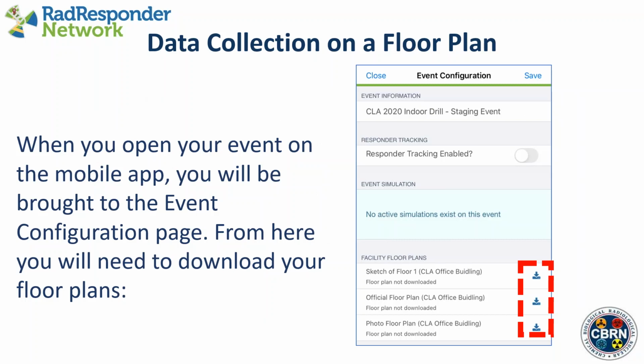When you open your event on the mobile app, you'll be brought to this event configuration page. And from here, you'll need to download your floor plan. So at the bottom of the page there, you'll have an option to download these floor plans. So you just click that little download button on the right side.